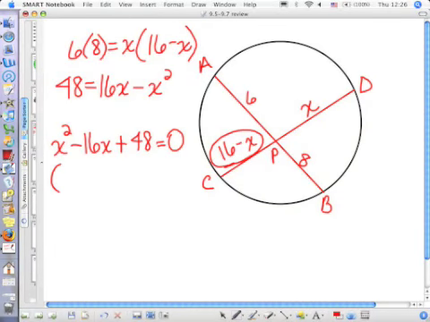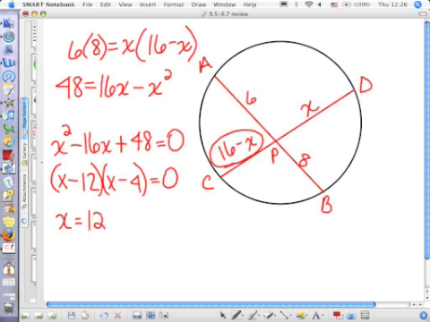x minus 12 and x minus 4. And so it's 4 or 12, which means x is either 12 or 4. Which basically means the two segments there are 12 and 4. That's hard. Okay, one's 12, one's 4.